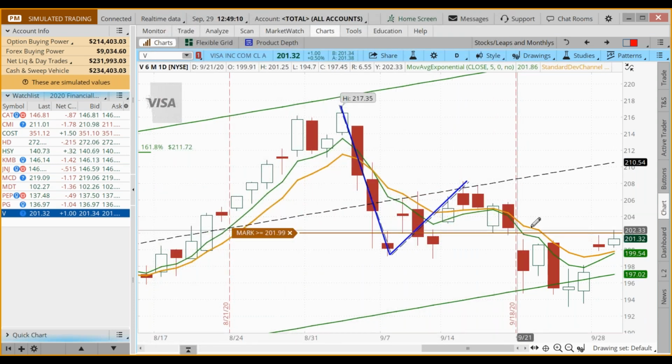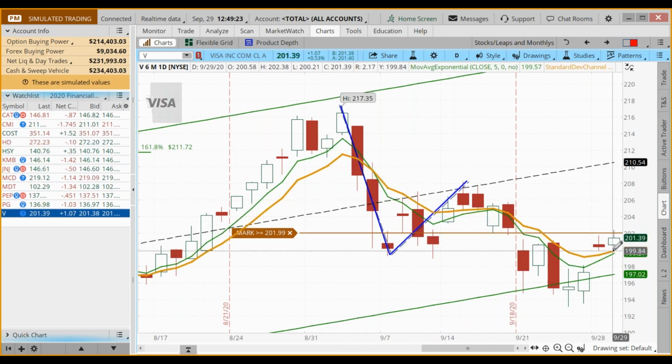What's going to happen is my computer's going to go ding, ding, ding, and I'm going to get a text on my email. And I'm going to come in here and take a look at this and say, oh, guess what? The 5 just crossed over the 8. I'm out.